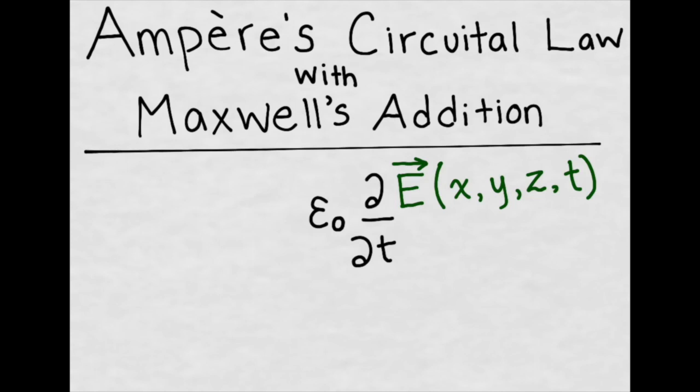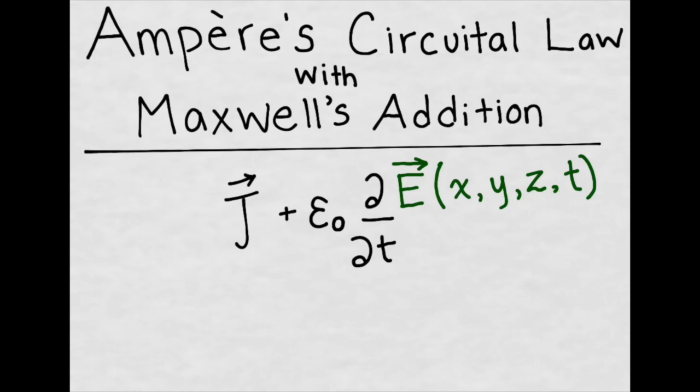Next, let's add something called the electric current density, which has this symbol, J. The units of this, or the dimensions, are current per unit area.